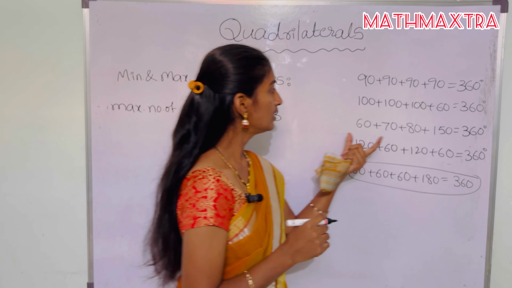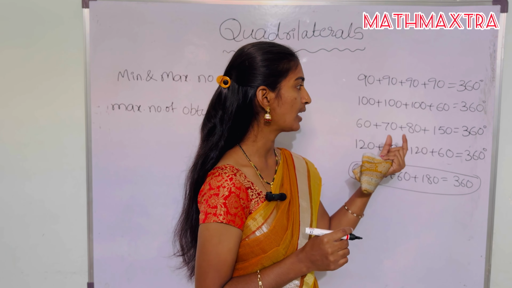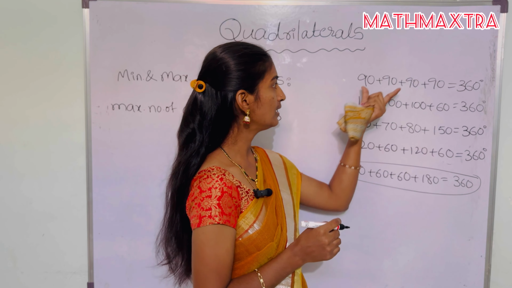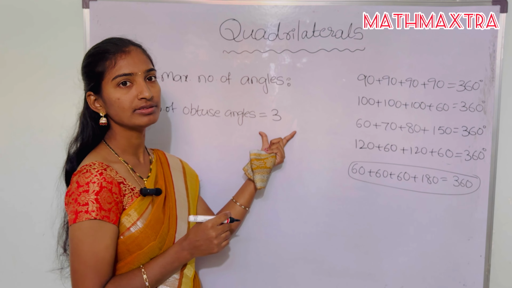You check, this has only one obtuse angle, and this has 2 obtuse angles, and this has 0 obtuse angles. So the maximum number of obtuse angles is 3.